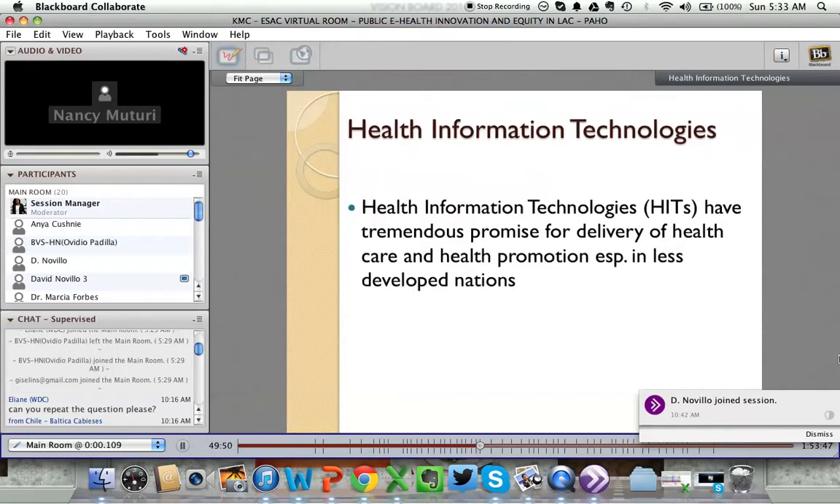So when we use ICTs for health communication or health information, that's where we now refer to them as health information technologies, or HITS. Although this term doesn't always appear, basically that's what it's all about. So really using these communication technologies for health purposes. And this has tremendous promise in terms of delivering not only the healthcare, but also health promotion and also behavior change, whether in developed or less developed countries.